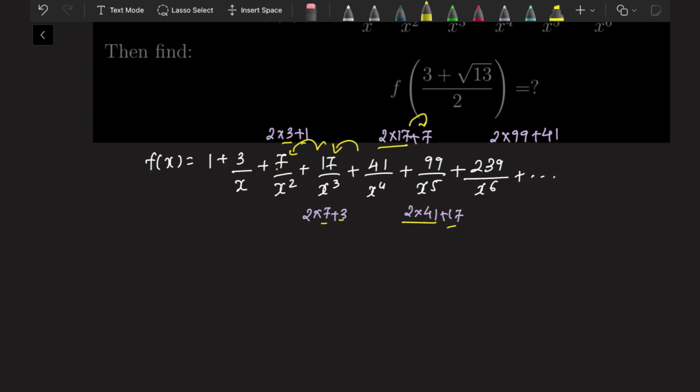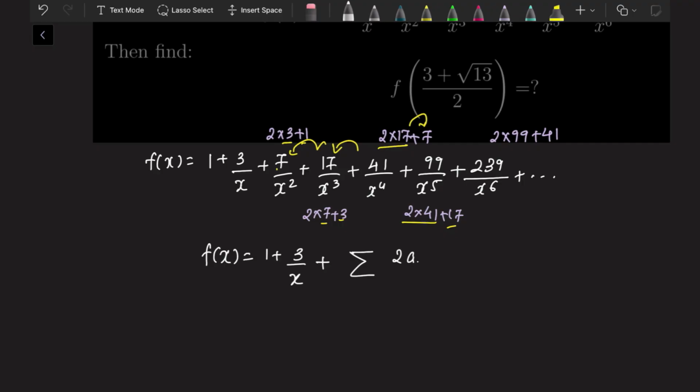So what I can do is write my function in a pattern. f of x is showing a pattern: leave the first two terms as they are, that is 1 plus 3 upon x as it is. Then we have a series in which what we are doing is 2 times the (n minus 1)th term, plus the (n minus 2)th term.